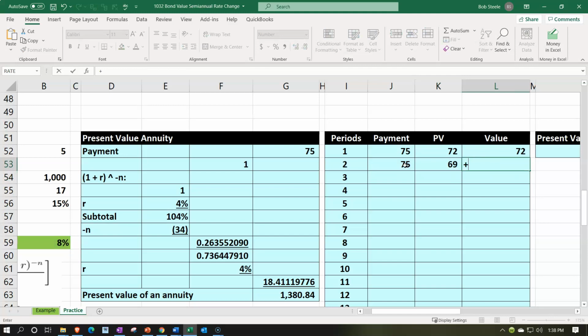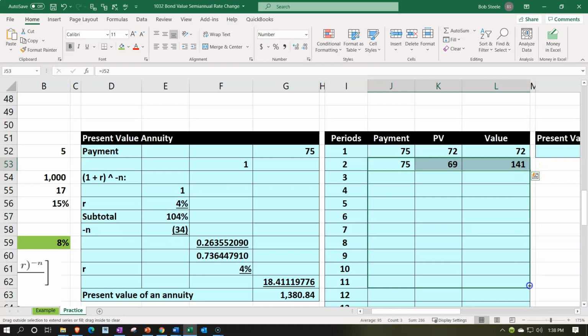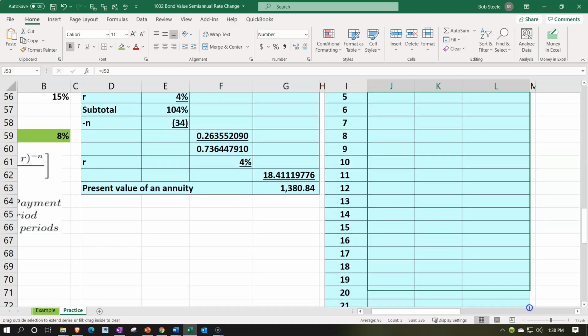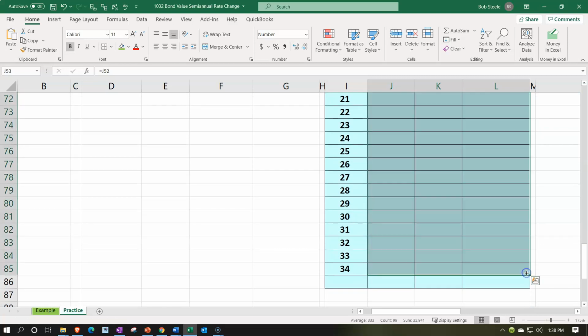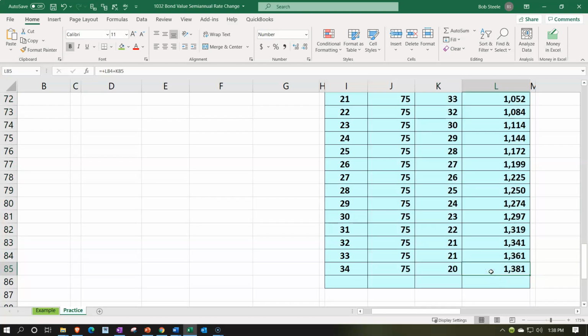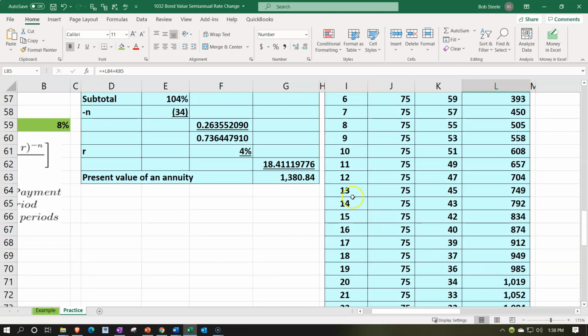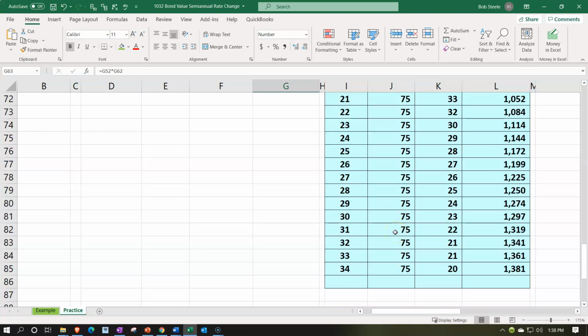So then after 2 periods, present valuing it back, 72 plus 69. Let's go ahead and copy these down, selecting these 3 cells, putting our cursor on the fill handle of the autofill, driving it down, and then letting go for the fill. So there's the 1381, matching the 1380.84. But we have that last payment.